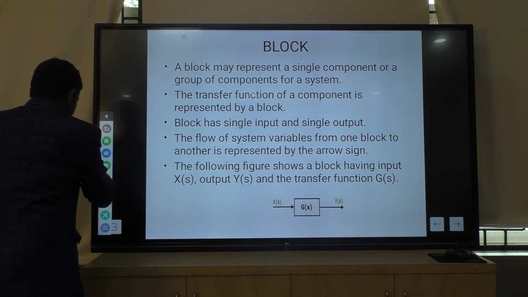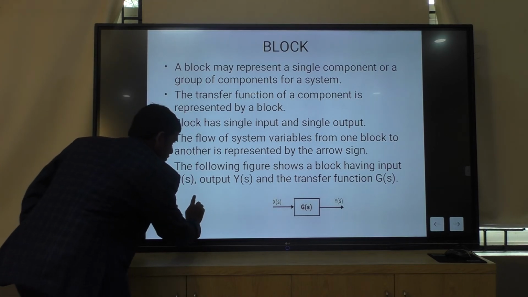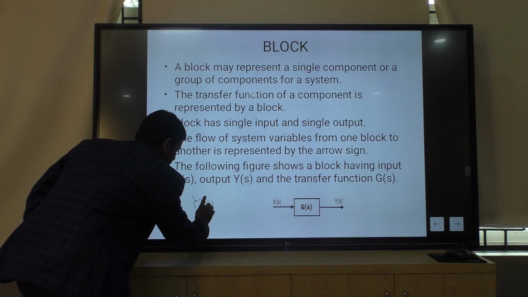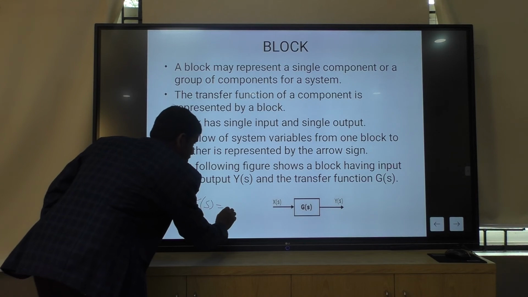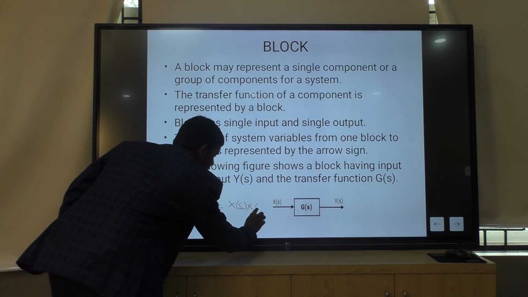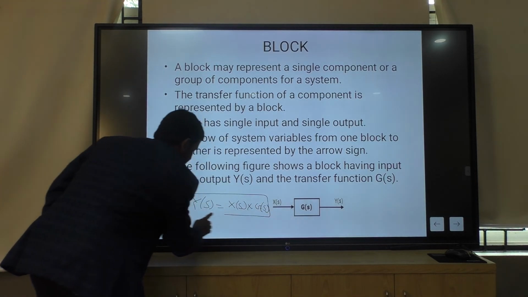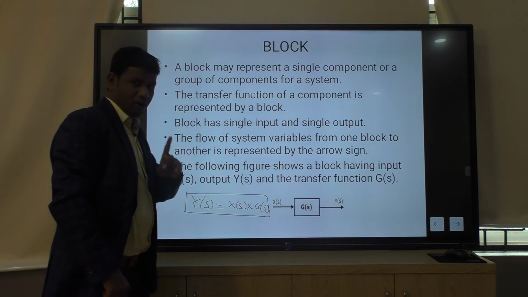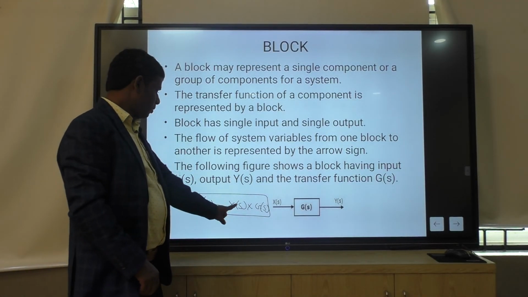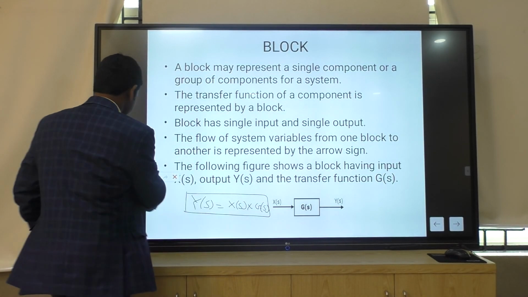So if I just see here, Y(s) is the output signal, which is equal to the input signal X(s) into the block transfer function value G(s). In every block, the output signal is equal to the multiplication of the input signal and the block transfer function value.